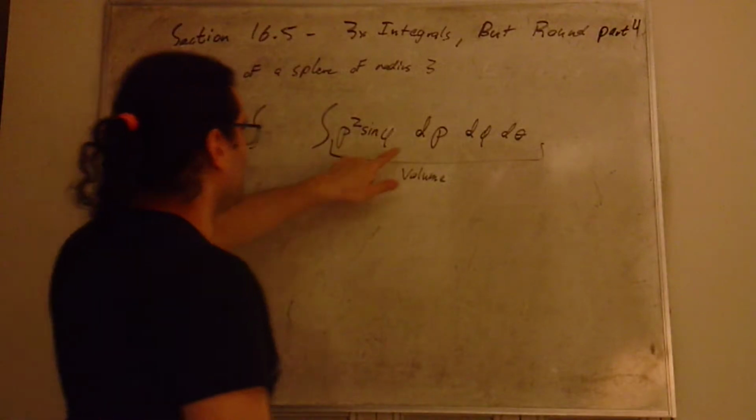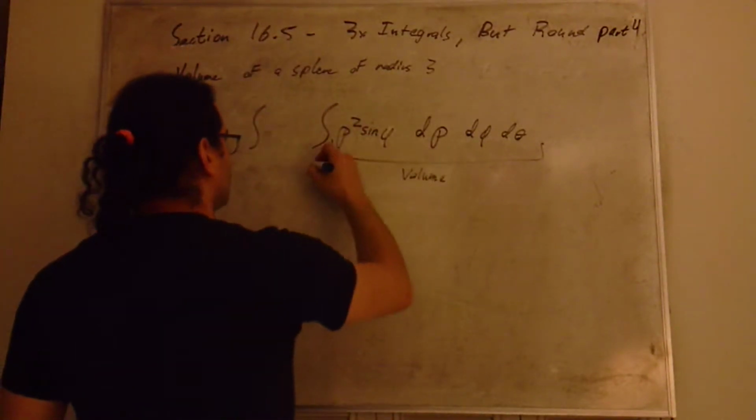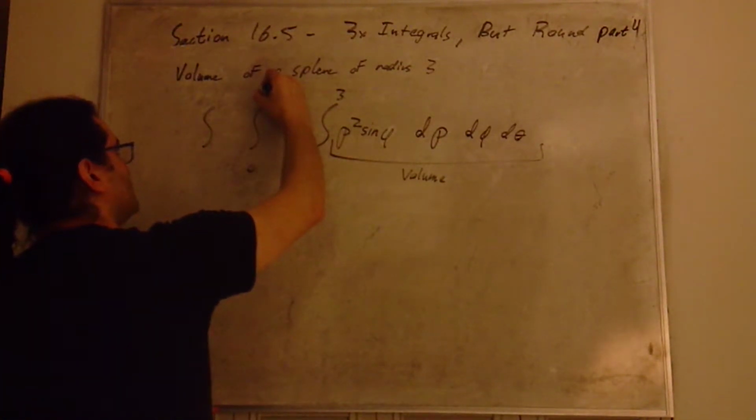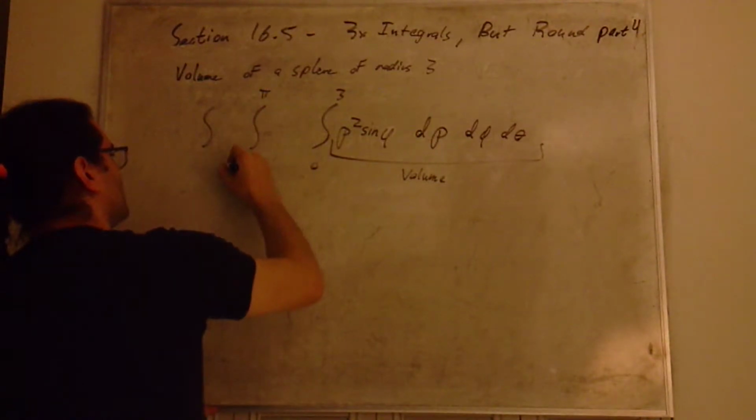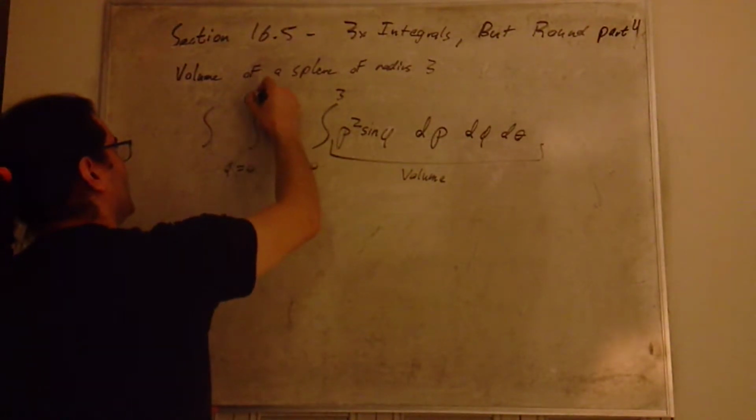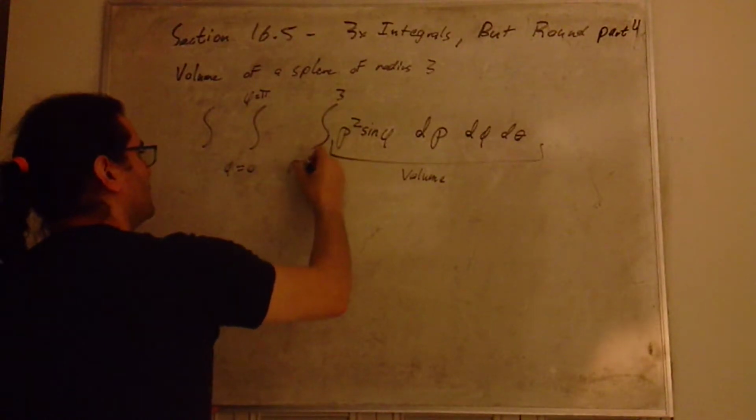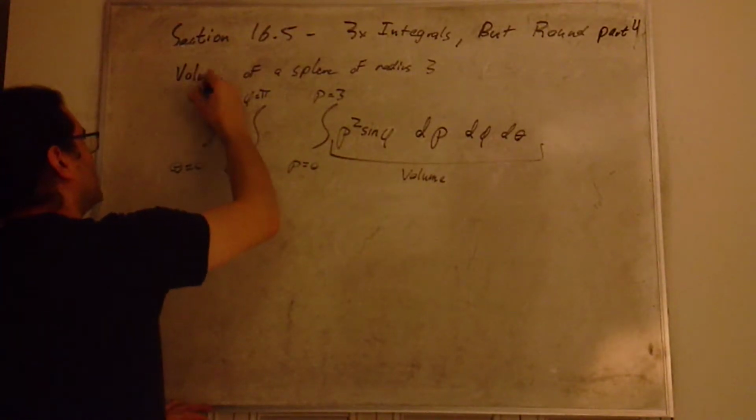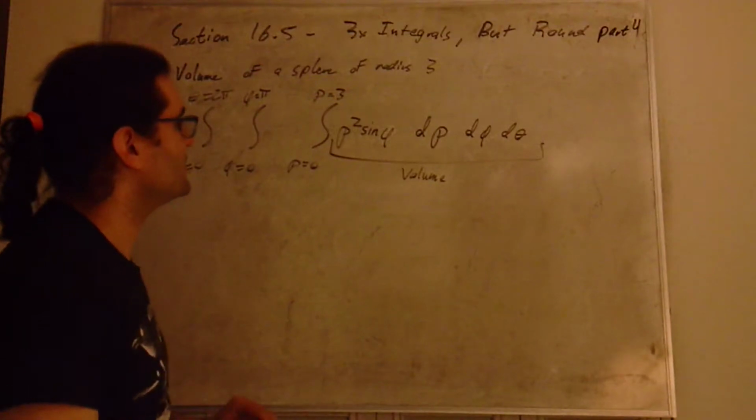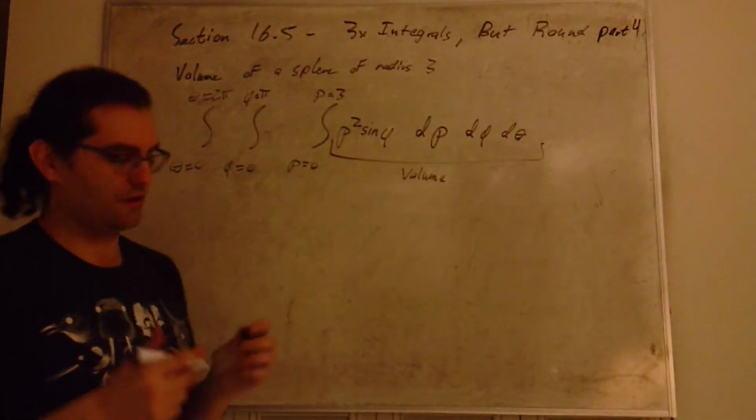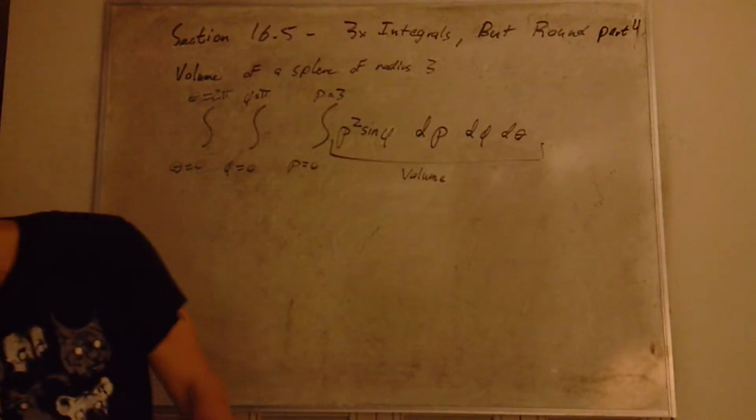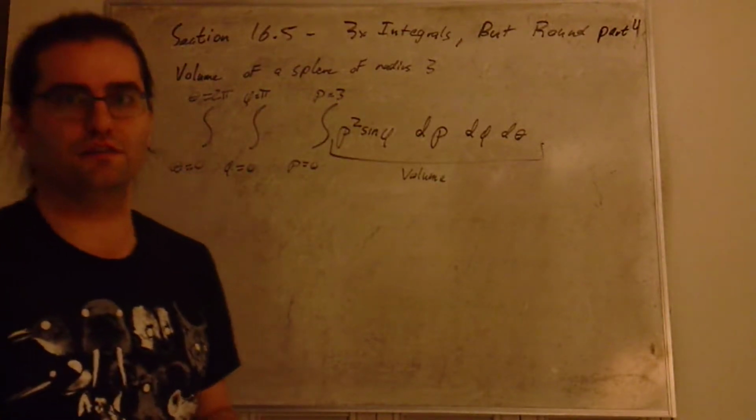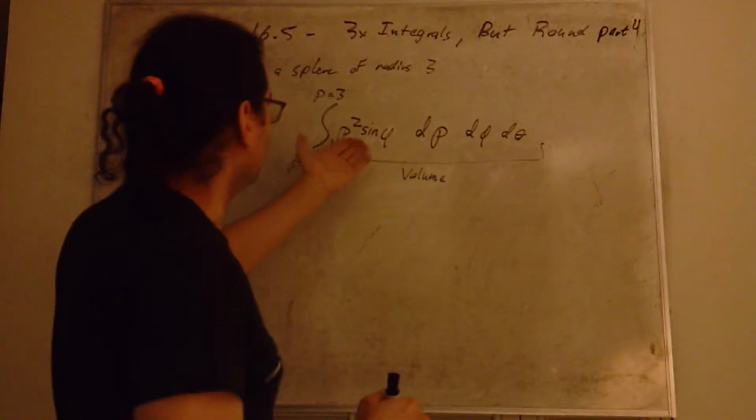We need bounds as well. If I want a sphere of radius 3, then rho needs to go from 0 to 3. Phi is going to go from 0 to pi. This is the one that only goes 180 degrees. And theta gets to go the full 360 out to 2 pi. This is the setup of my triple integral in spherical coordinates to get the volume of this particular sphere. So let's start integrating.